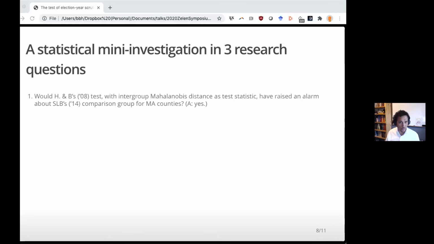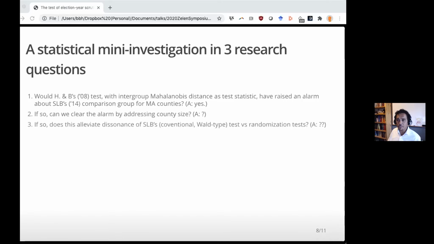And the answer to that, as I showed you at the last slide without telling you what went into it, is yes, it would have raised an alarm. Follow-up research question to that one. Could you clear the alarm, create a situation that better resembled an experiment if we addressed the size of the counties when we were assembling the comparison groups? I'll say more about that presently.